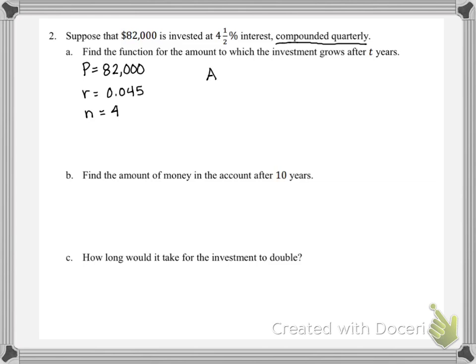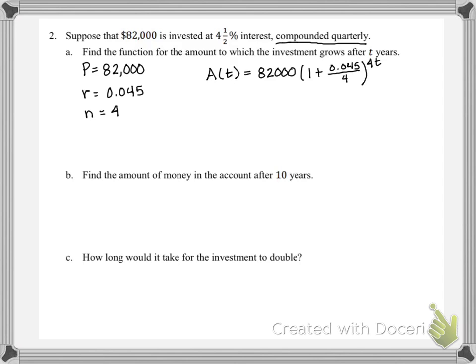So A of T equals 82,000 times 1 plus 0.045 divided by 4 to the 4t power. And typically we just leave what's in the parentheses like that. This one works out kind of nicely. If you divide 0.045 by 4, you get a terminating decimal, so we could actually evaluate that. But typically it's not quite that nice. So we just leave it as is and then just plug it all in the calculator at once.